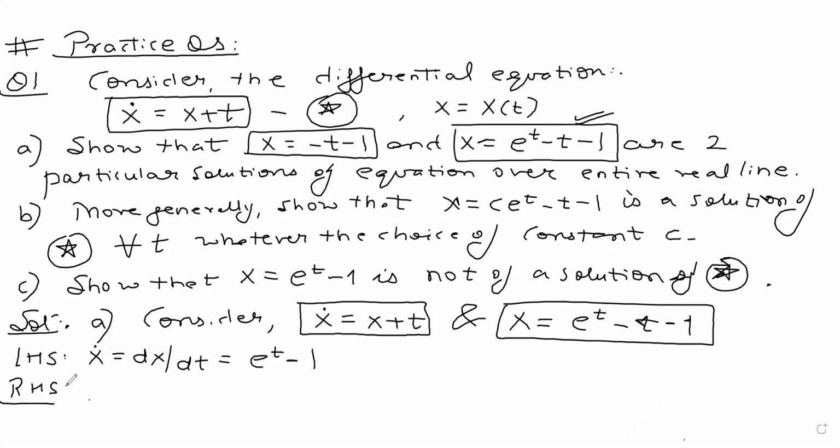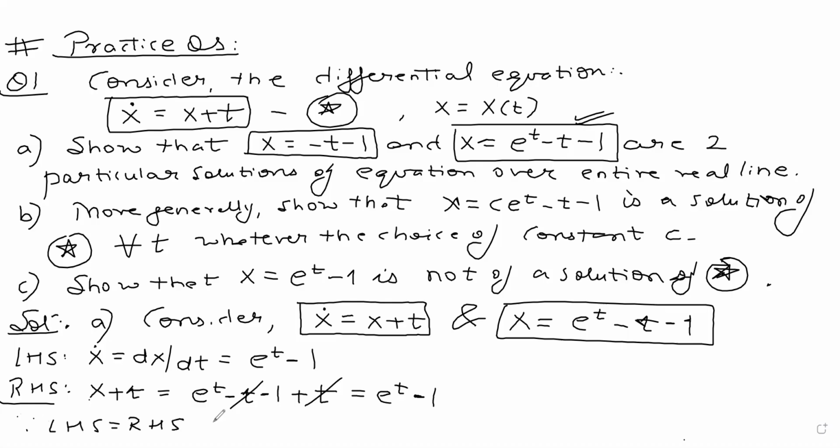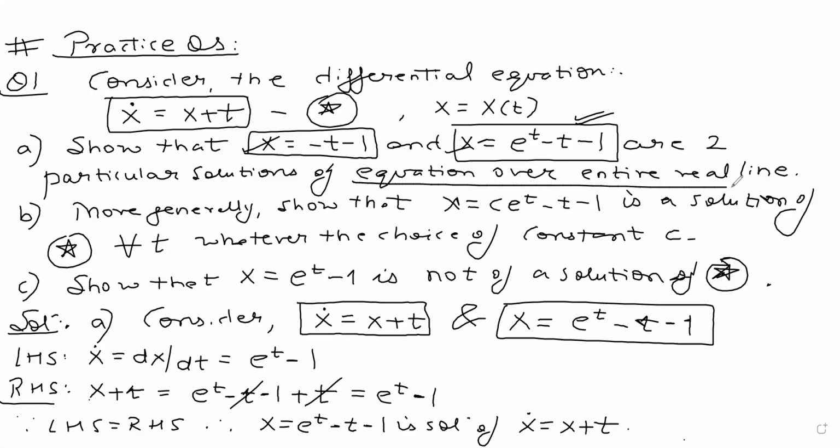Our right hand side is going to be x plus t. What is x? E to the power t minus 1 plus t. Minus t and plus t cancel, we get e to the power t minus 1. So since LHS is equal to RHS, therefore we can say that x equal to e to the power t minus t minus 1 is the solution of the differential equation x dot equal to x plus t. So both of these are particular solutions of the equation over the entire real line, for all values of t.